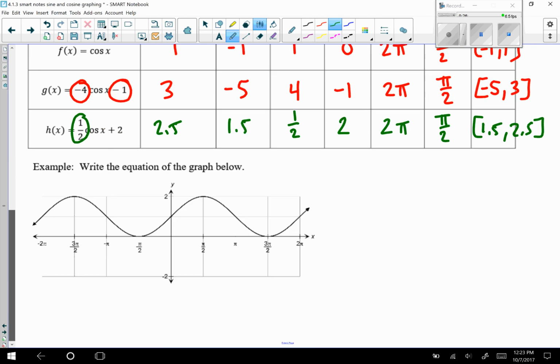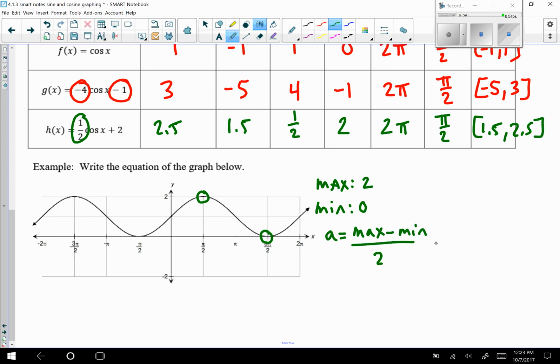The next thing that I want to look at is writing the equations of the graph. So if you want to write the equations of the graph, the first thing that you would do is look at your maximum and your minimum values. So my maximum value is at 2, my minimum is at 0, so my amplitude, remember, is the maximum minus the minimum divided by 2. So in this case, I get 2 minus 0 over 2, which is equal to 1. So then the midline is the maximum plus the minimum divided by 2. So in this case, 2 plus 0 divided by 2 is also going to give me 1.